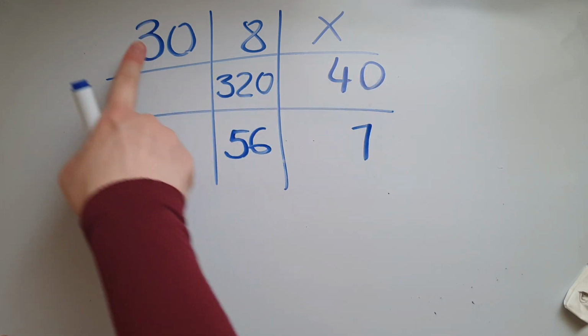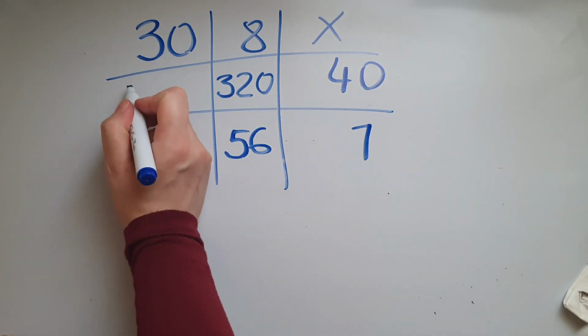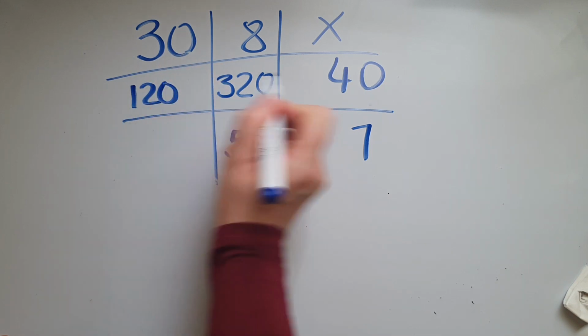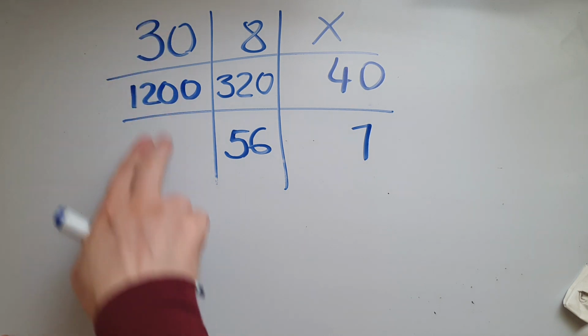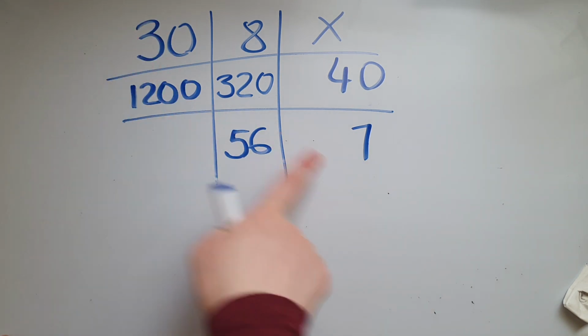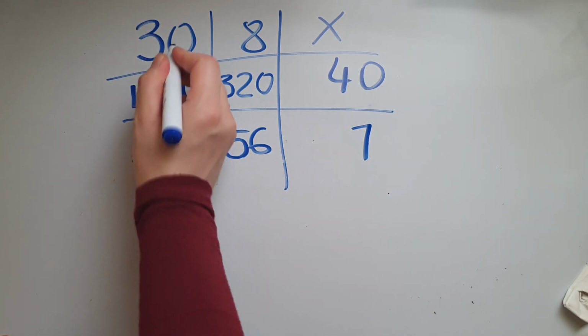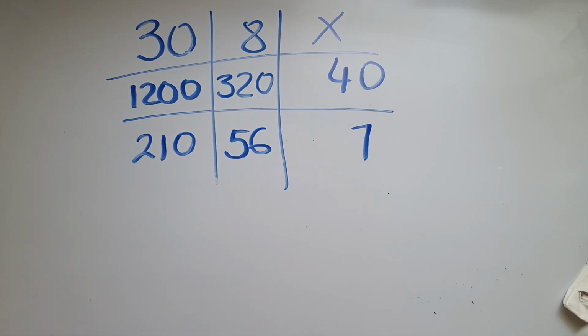30 times 40. 3 times 4 is 12. Adding 0 and another 0 gives us 1200. 30 times 7. 3 times 7 is 21. Adding the 0 gives us 210.